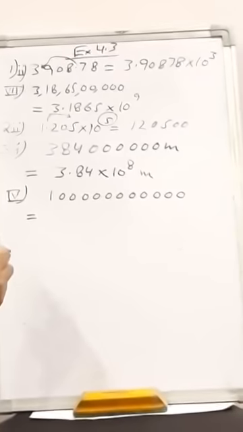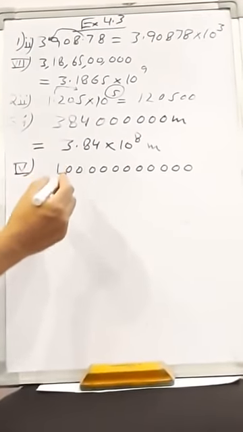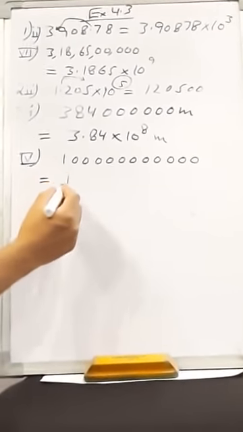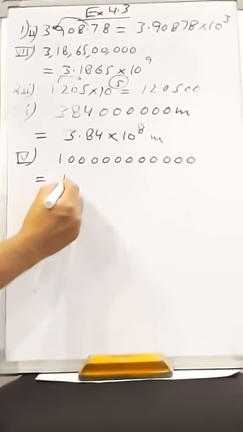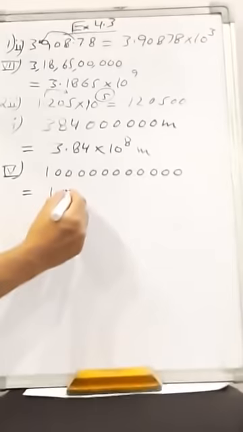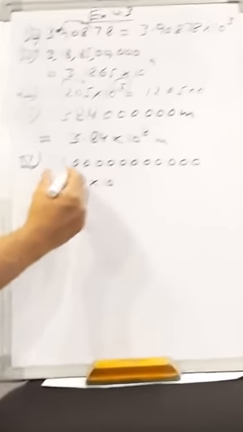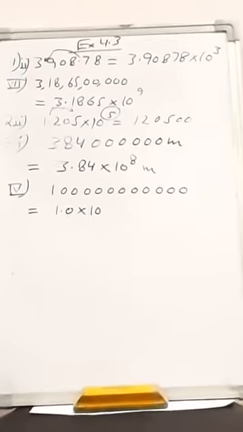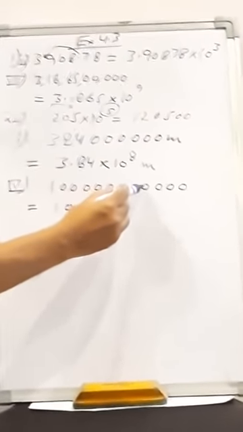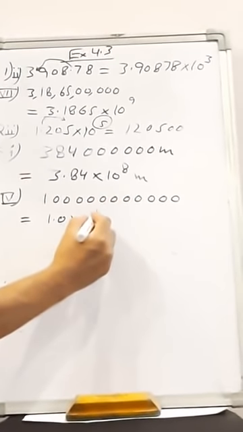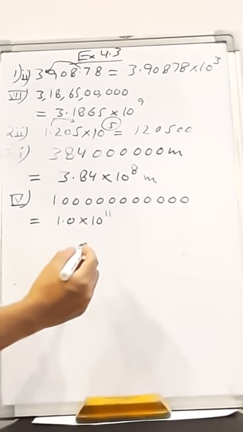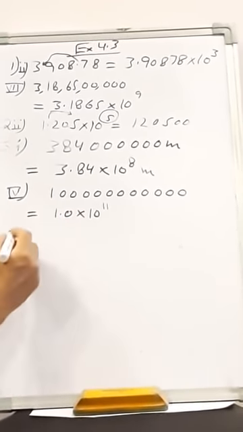So it is better that we write this in standard form. Since after the decimal we write at least one digit, we'll write 1.0. So 1.0 into 10 to the power, as many zeros as there are. How many zeros are there? 1, 2, 3, 4, 5, 6, 7, 8, 9, 10, 11. So 1.0 into 10 to the power 11 stars are there. So this is the answer.